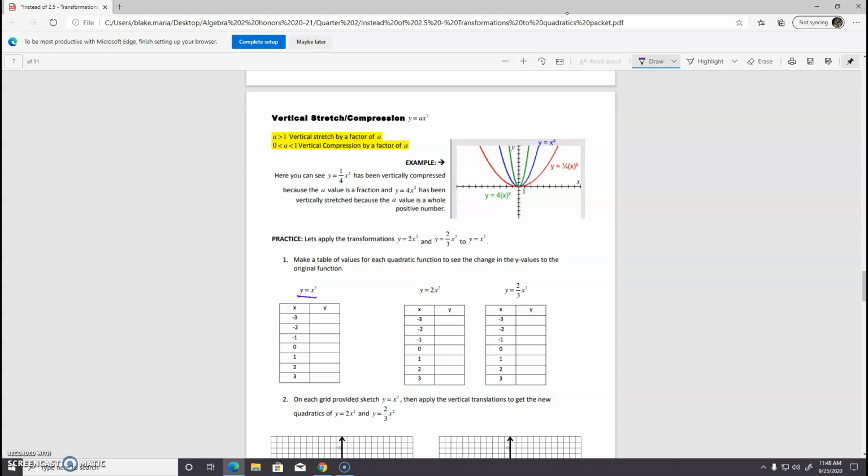Okay, but 2/3 is definitely between 0 and 1. You're going to see a compression, so you're going to see that graph get really short and fat. Really short and fat. It's going to get wider. And you can kind of see that here.